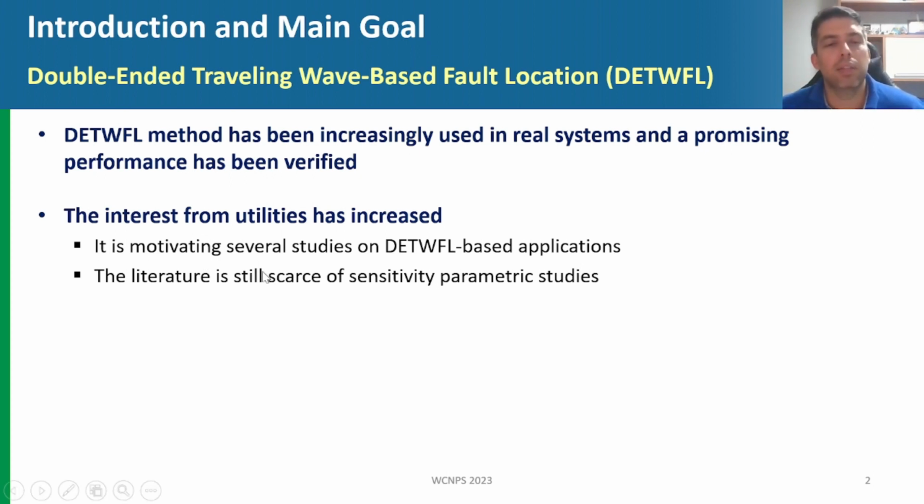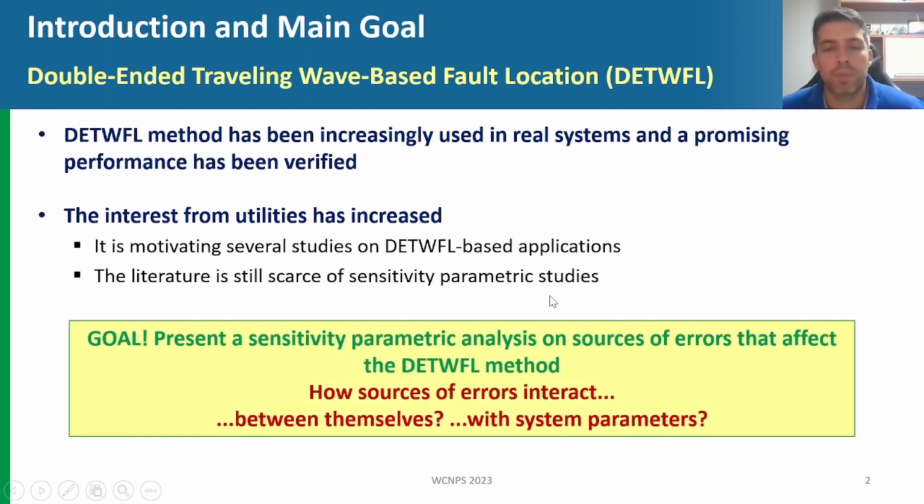However, we found that the literature is still scarce of sensitivity parametric studies, such that the goal of this paper is to present a sensitivity parametric analysis on source of errors that affect the double-ended travel wave-based fault location method, but explaining how source of errors interact between themselves and with system parameters.